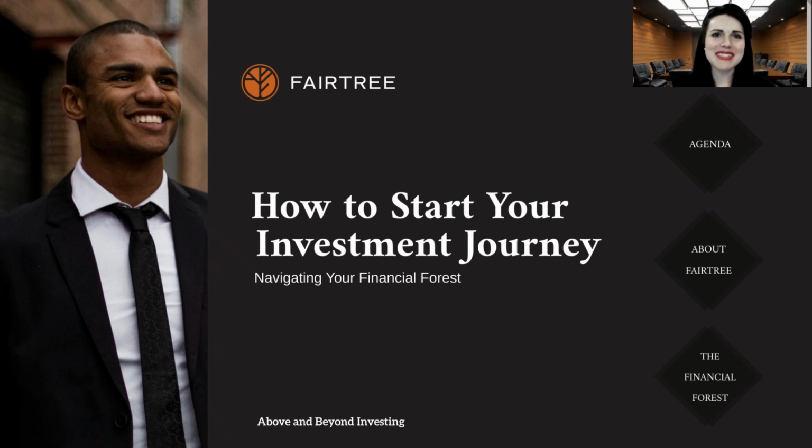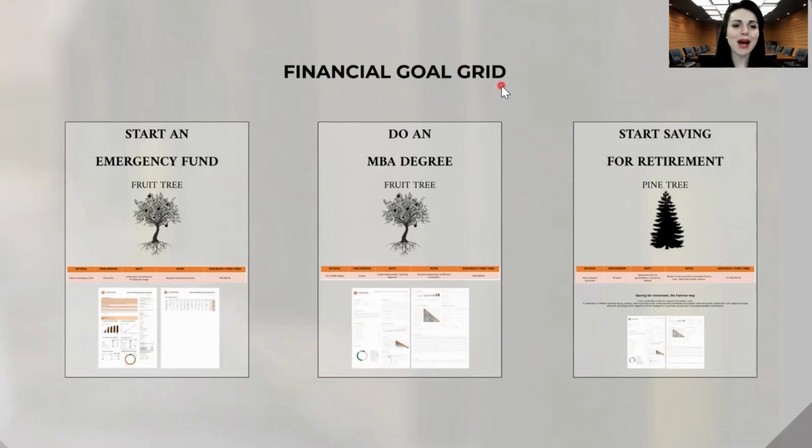So taking it one step further, you will see up on the screen we have a couple of the investment objectives that we identified in session 2. We have now added our investment products as well. We will have our unit trust for an emergency fund, a unit trust for our MBA degree, and our retirement annuity to start saving for retirement.